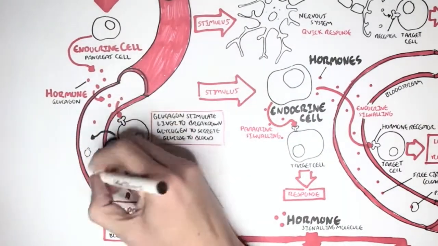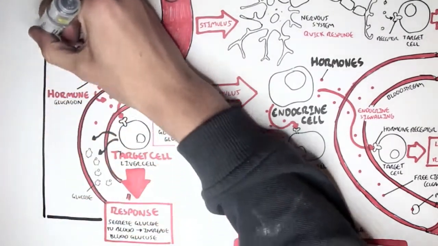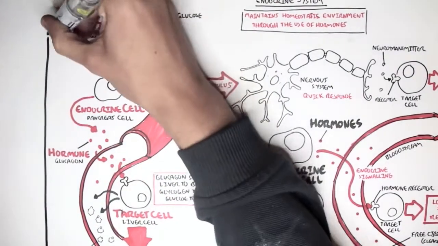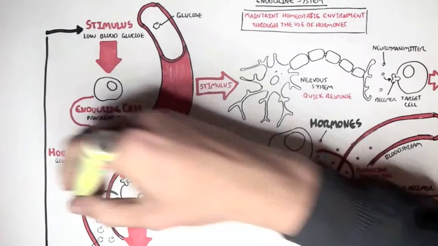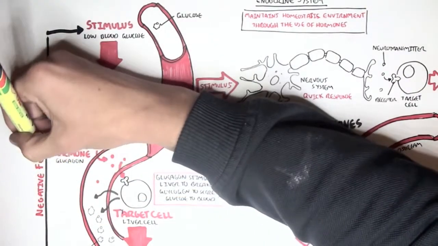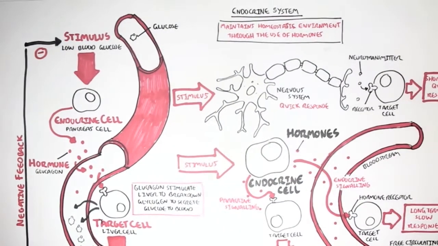When blood glucose level is increasing, this will send a feedback. It will send a negative feedback signal to stop stimulating the pancreas cell. Because when you have normal to high blood glucose levels, you don't have low blood glucose stimulation, and you don't need any more glucagon to be secreted. I hope you understand this concept of negative feedback.